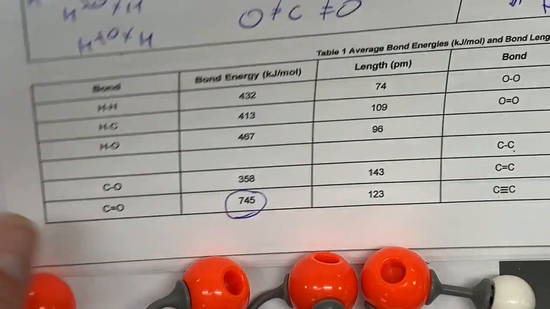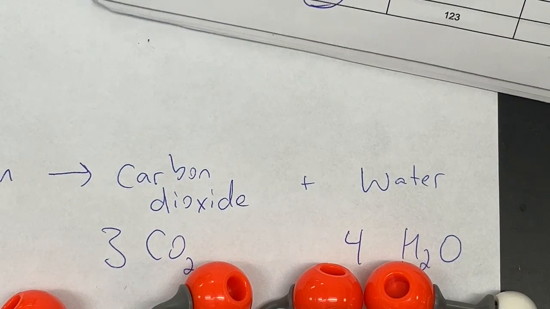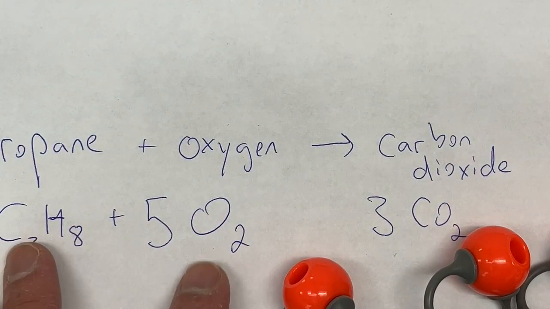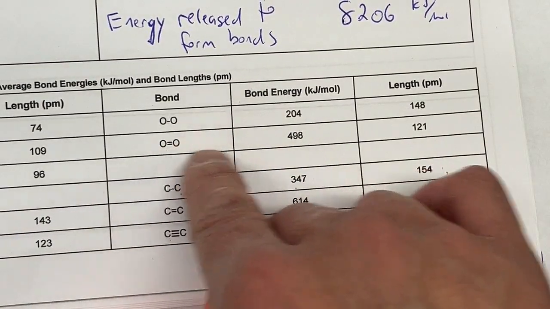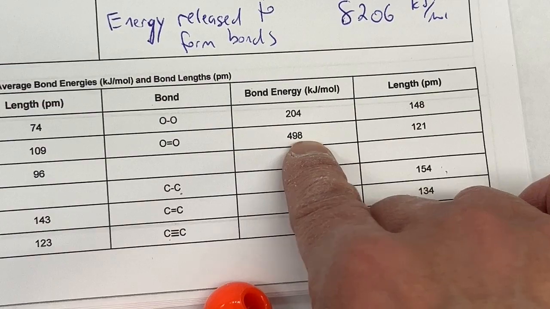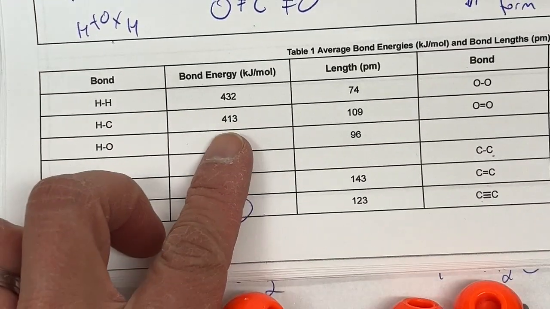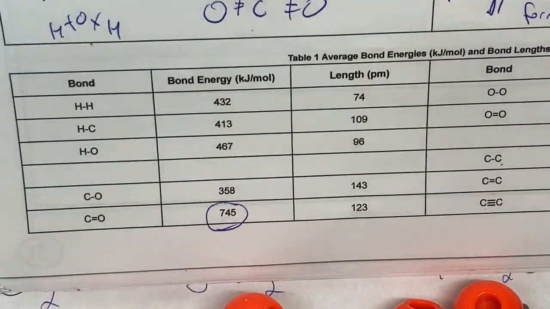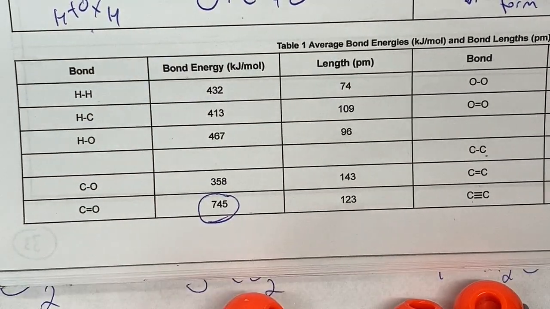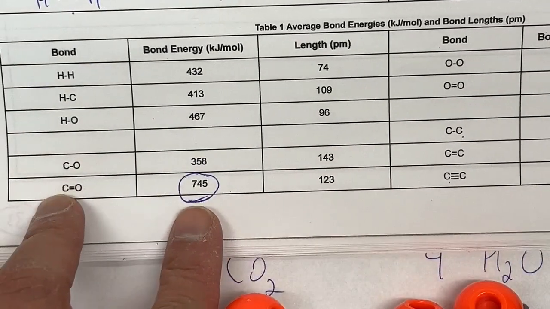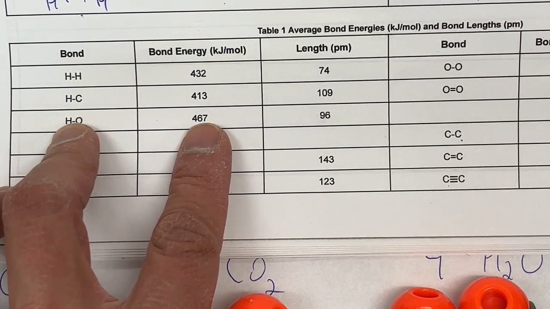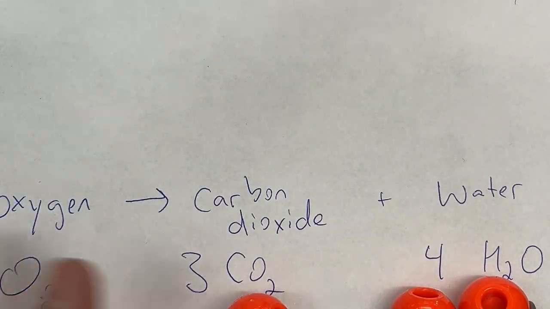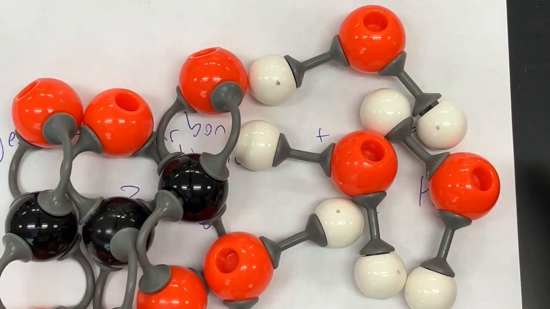The other bonds that are in propane and oxygen here are the CC bond, which is not very strong, the OO double bond, which is also not super strong, the CH bond, also not super strong. So these other things are not super strong, but the CO bond is super strong. The OH bond is pretty strong from water, and these are very stable, very low energy.